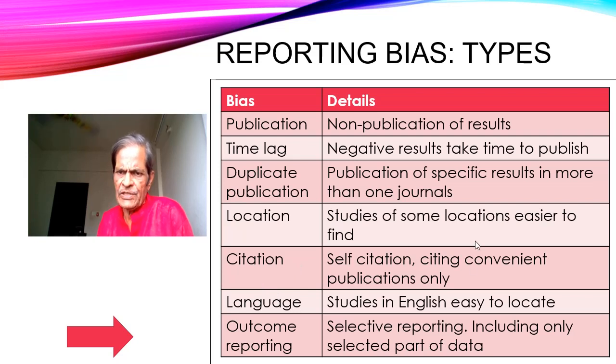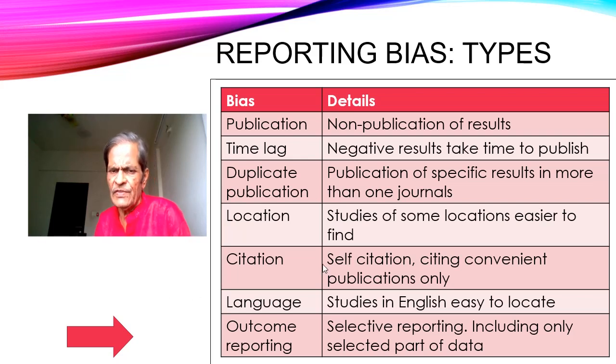Citation bias is the self-citation, citing the convenient publications only. You cite the publications that are convenient to you, and the publications, the findings of which are not in agreement with your study, you don't cite those at all. So that is called the citation bias. The selective reference of the citations introduces the citation bias.